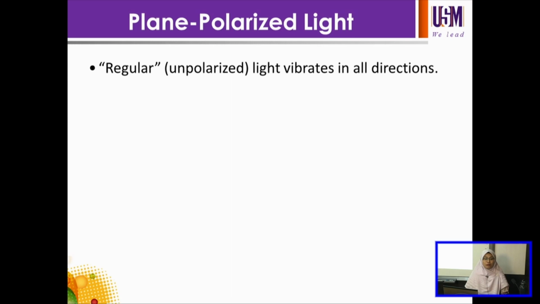A regular or unpolarized light vibrates in all directions. So in the light that we see every day, such as visible light, the light can vibrate in every direction: up, down, horizontal, vertical, and so on.